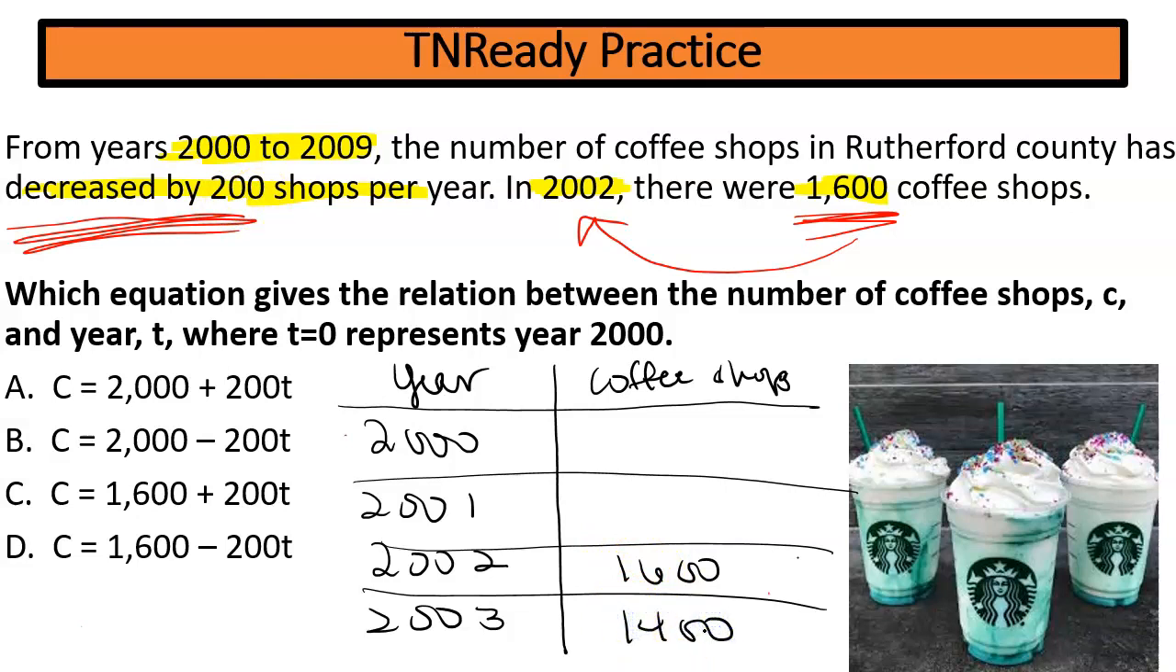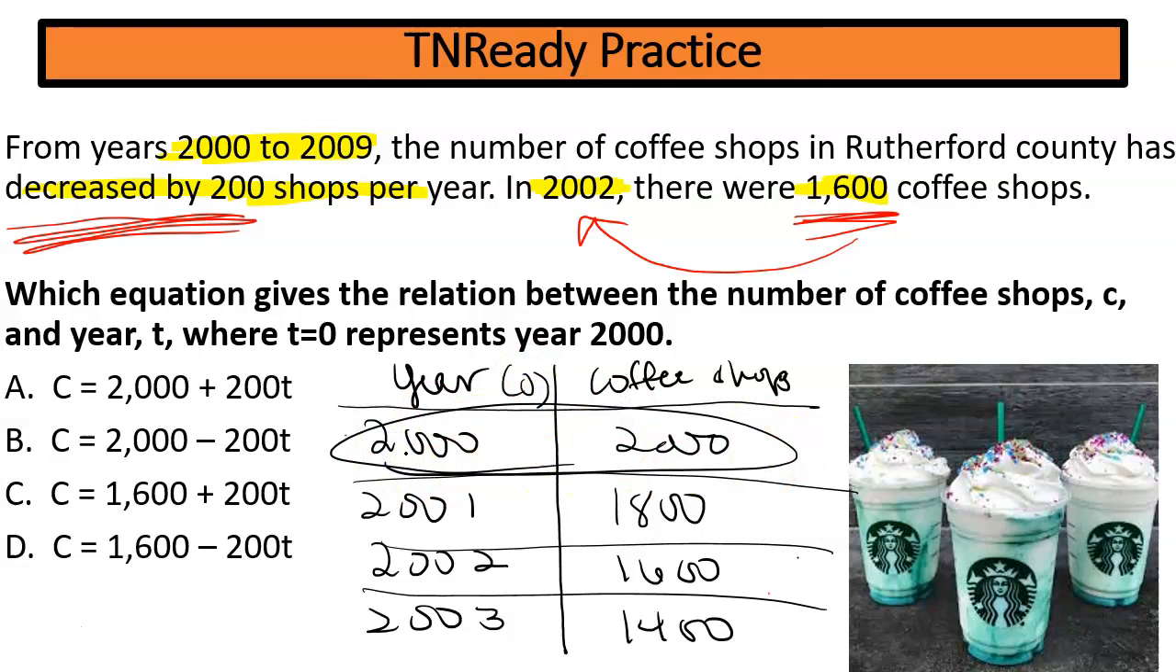So to go backwards to get to the year 2000, I'm going to have to do the opposite, which would be add. So it would go 1,800, 2,000. Okay. So then my initial value, years, is right here. Okay, 2,000. So first of all, I need one that has an initial value of 2,000. So I can get rid of C, and I can get rid of D.